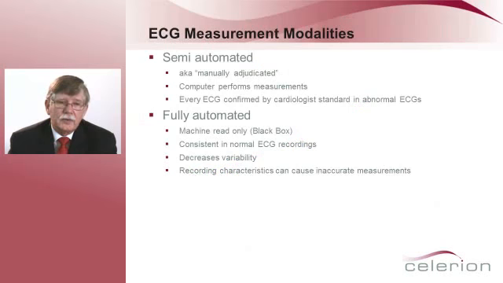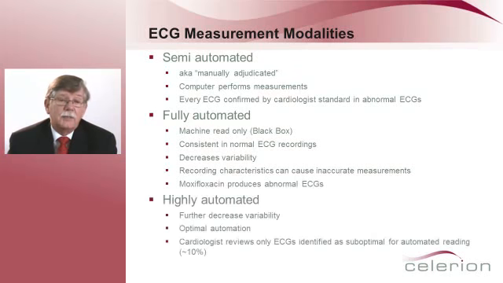Now, to talk about how all this works, you have to talk about the ECG measurement modalities. Semi-automated is the standard process where the computer places the calipers, makes the initial measurements, and then every ECG is confirmed by a cardiologist. This is the standard in abnormal ECGs, but probably not necessarily in normal ECGs. This is sometimes also called a manually adjudicated method. On the opposite stream, there's the fully automated, where it's machine read only, it's a black box. This can be consistent in normal ECG readings and may actually decrease variability. But there are reading characteristics that cause inaccurate measurements, and there are outliers that occur with this. Moxifloxacin, the usual positive control for most thorough QT studies, is one of those things that can cause abnormal ECGs.